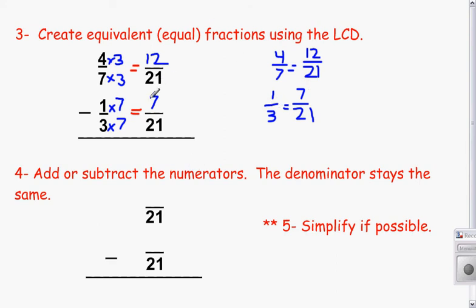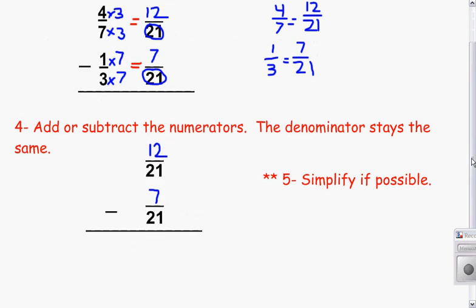So now I'm going to take my new fractions that have the same denominator and use that to add or subtract. In this case, subtract. And once again, we know from our earlier lesson that that's a little bit easier. So I have 12/21 minus 7/21. When I'm subtracting fractions with like denominators, where they're the same, the denominator stays the same in our answer, and we subtract the numerators. 12 minus 7 is 5. So we have our answer of 5/21.